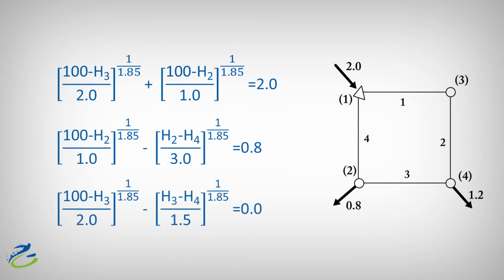Here we can see how to solve the same problem by using H as variables, and the equations you see here are 3 independent continuity equations at nodes 1, 2, and 3. Because the network is balanced, that's to say external flows equal internal flows, we don't need a fourth continuity equation. We have 3 independent equations for the variables H2, H3, and H4.